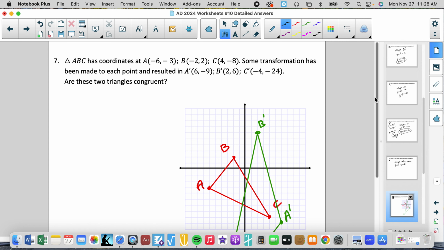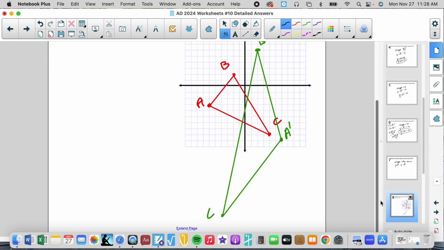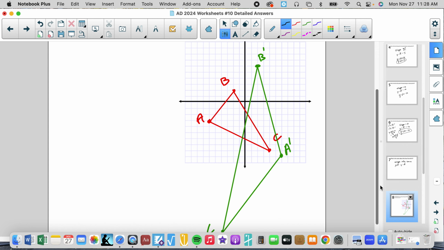So, where did they reflect? They reflected over the y-axis, meaning B was on the left side, now it's on the right side. A was on the left side, A prime is now on the right side. C was on the right side, and now C prime is on the left side. But the dilation, meaning the stretch or the growth, is not consistent. I would concur. I'm going to say no also.